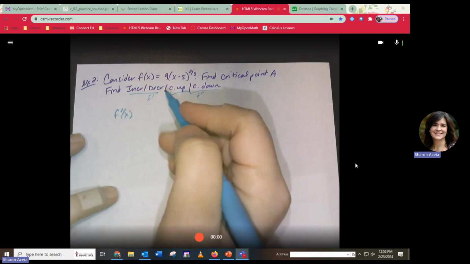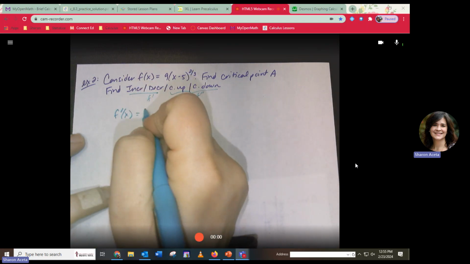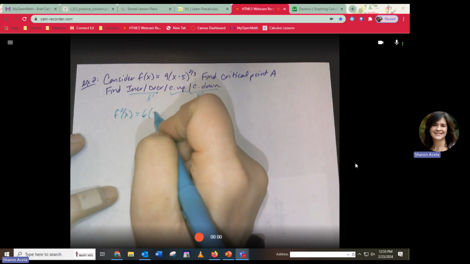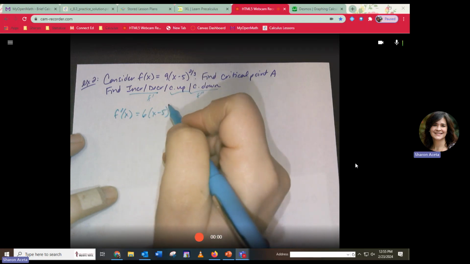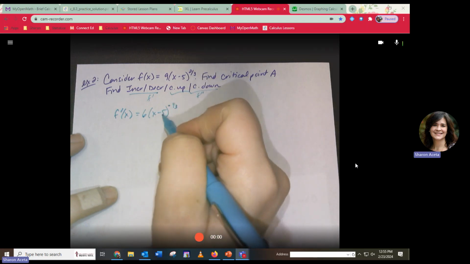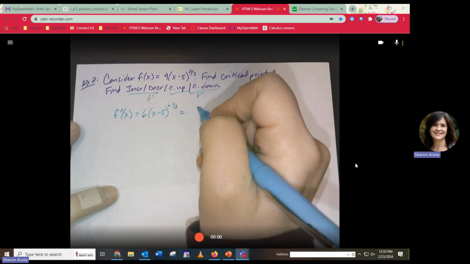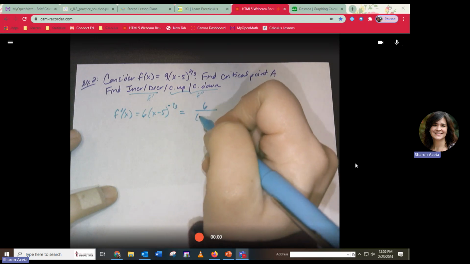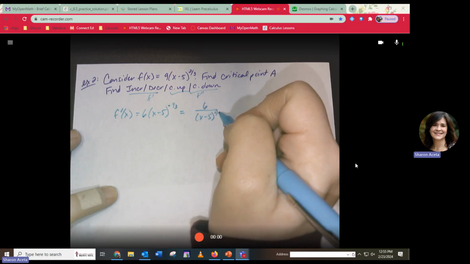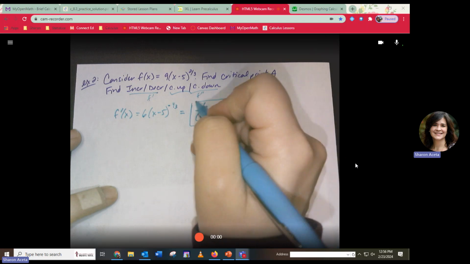Derivative of the function would be 9 times 2/3 is 6 times x minus 5 to the negative 1/3, and then times the chain would be 1. I don't need to write it though. You must rewrite it as a fraction. So this would be 6 over x minus 5 to the 1/3. There's your first derivative.